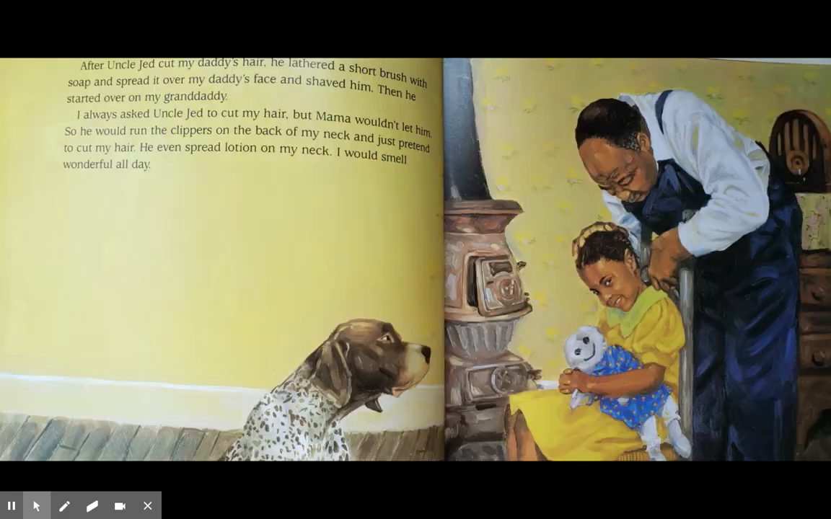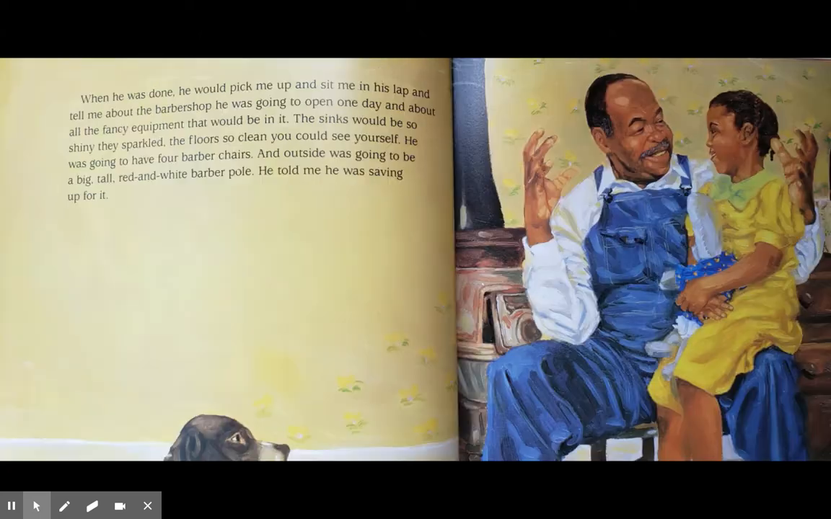After Uncle Jed cut my daddy's hair, he lathered a short brush with soap and spread it over my daddy's face and shaved him. Then he started over my granddaddy. I always asked Uncle Jed to cut my hair, but Mama wouldn't let him. So he would run the clippers on the back of my neck and just pretend to cut my hair. He even spread lotion on my neck. I would smell wonderful all day.